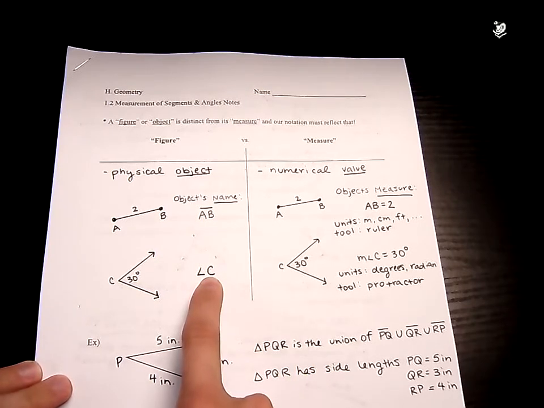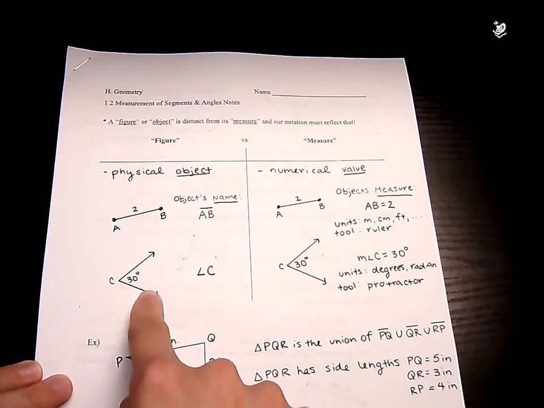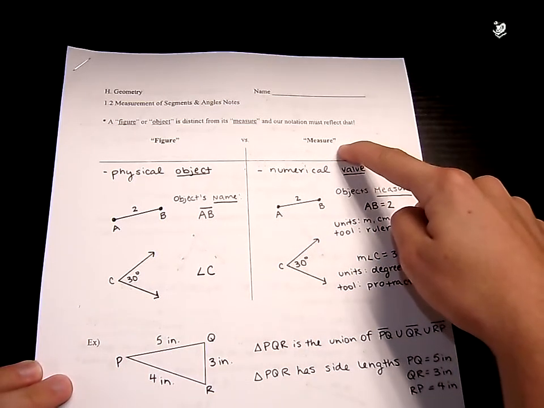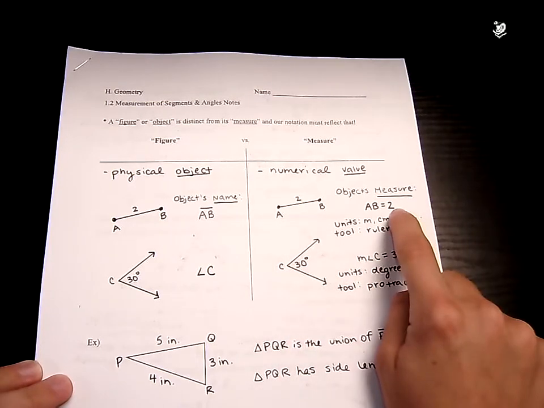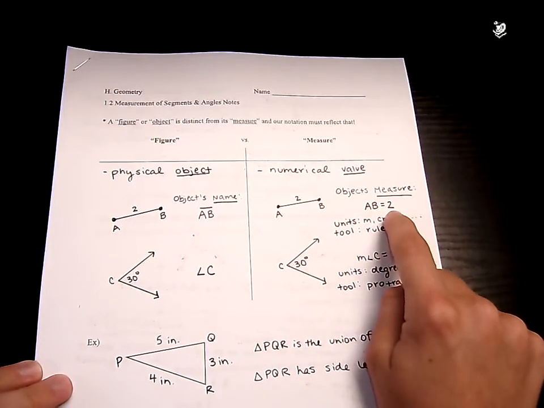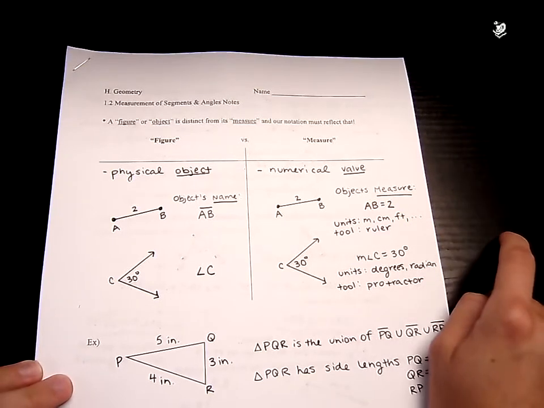However, you'll also notice that there are some numerical values that I have put in these pictures. The numerical value is referring to these objects' measure. So for instance, the measure of this object is 2. So we say AB equals 2. Notice that we do not put the line over AB when we are talking about measure.